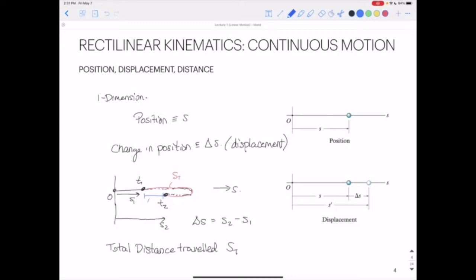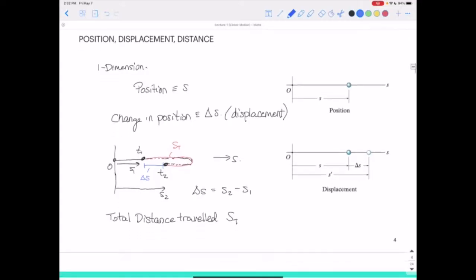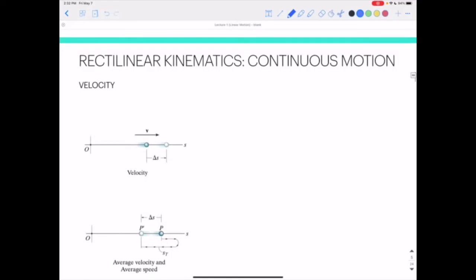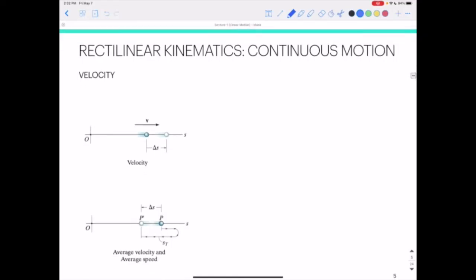Our s and our delta s. So that's position. Next thing we can look at is something called velocity.